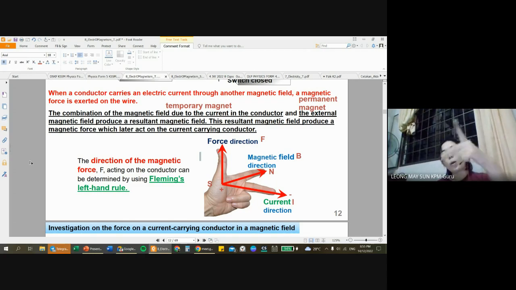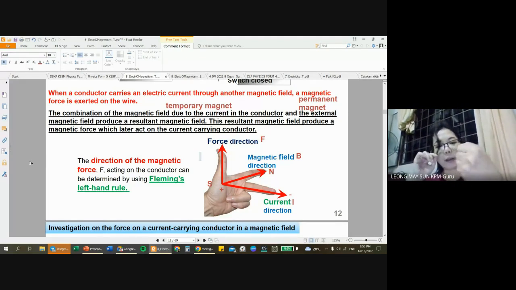So how I open up my Fleming left hand rule is I'll point up the thumb first, then I point out the pointing finger, and then lastly the middle finger comes out. So that is how I take out my Fleming left hand rule. Again, I'm going to show you one more time.